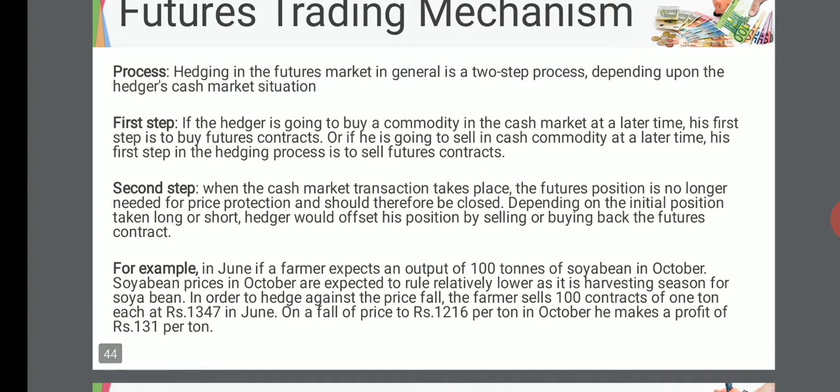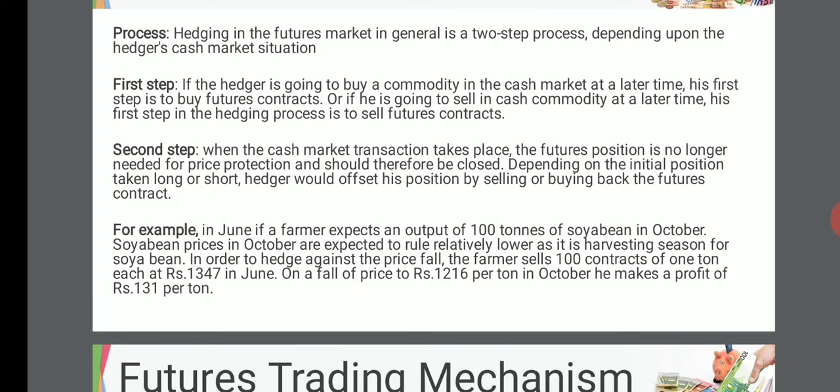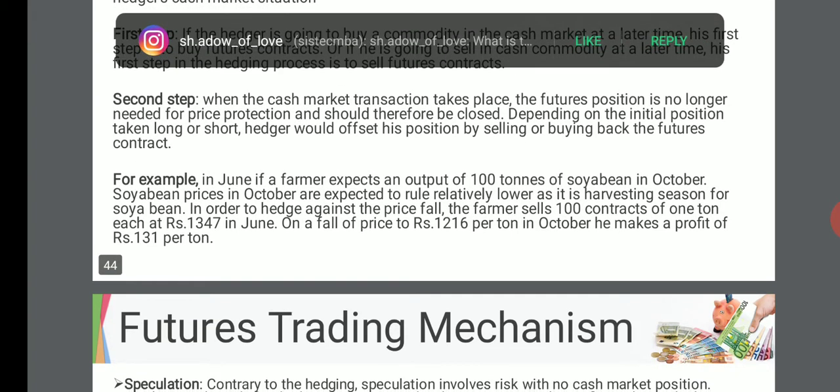Process. Hedging in the futures market is a two-step process depending upon the hedger's cash market situation. First step: if the hedger is going to buy a commodity in the cash market at a later time, his first step is to buy a futures contract. Or if he is going to sell the cash commodity at a later time, his first step in the hedging process is to sell a futures contract. Second step: when the cash market transaction takes place, the futures position is no longer needed for price protection and should therefore be closed. Depending on the initial position taken, long or short, the hedger would offset his position by selling or buying back the futures contract.